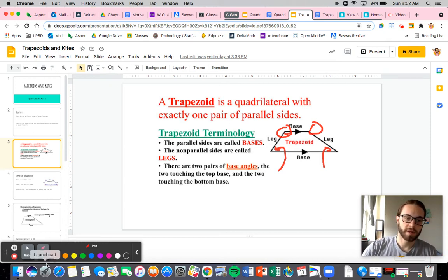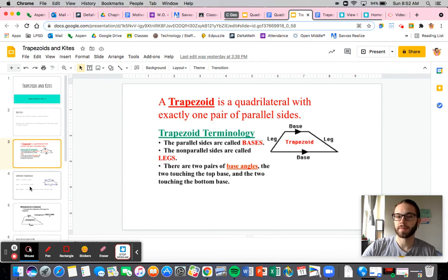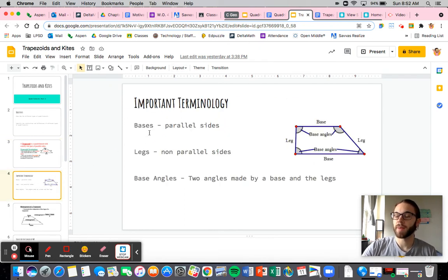So to clearly lay that out, on this slide I have the shorthand definitions. The bases are the parallel sides, the legs are the non-parallel sides, and the base angles are the two angles made by a base and the legs, right? So here's my base. Leg 1 makes this angle, leg 2 makes this angle. These are base angles. Leg 1 makes this angle, leg 2 makes this angle. These are base angles. And you look at them in pairs.